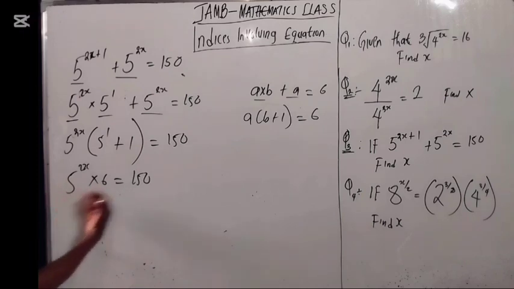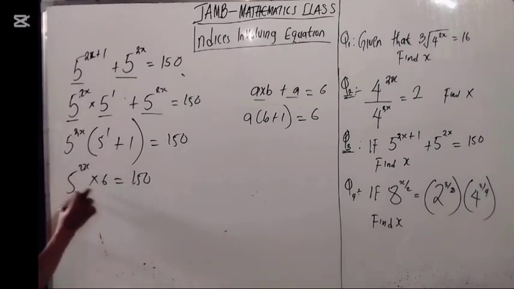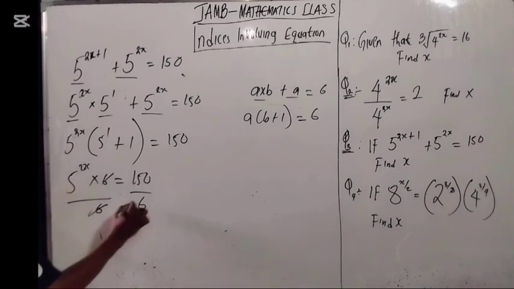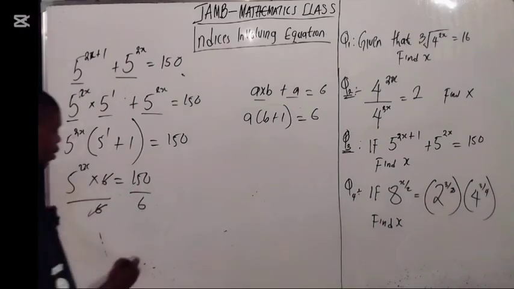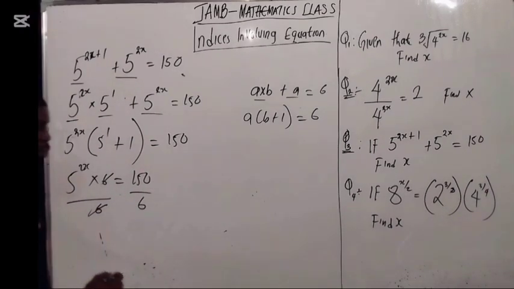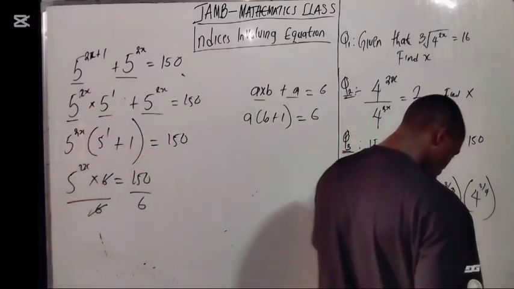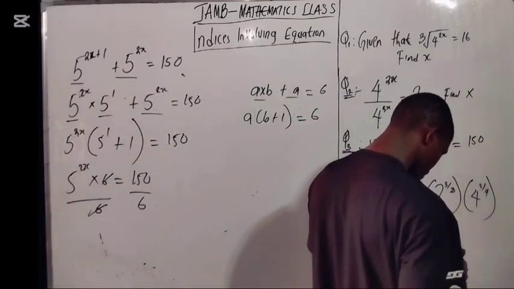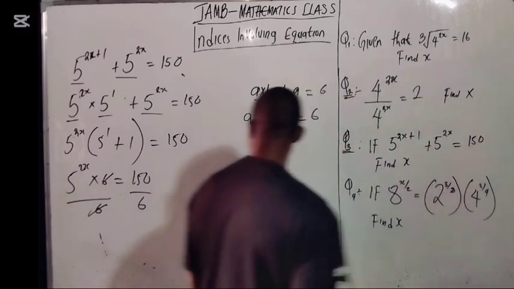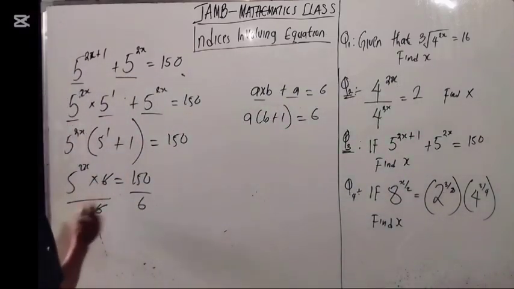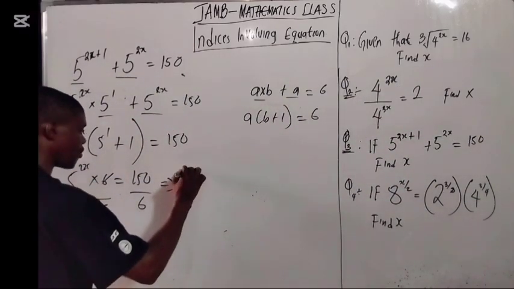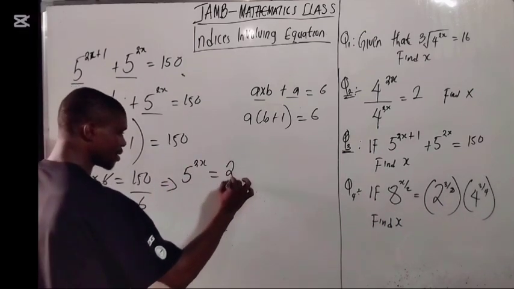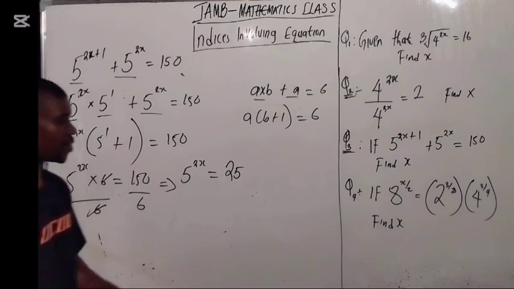Now if you divide both sides by 6, 6 going into 150 gives 25. So from here, this implies that 5 raised by 2x equals 25. Can you see that, 25?